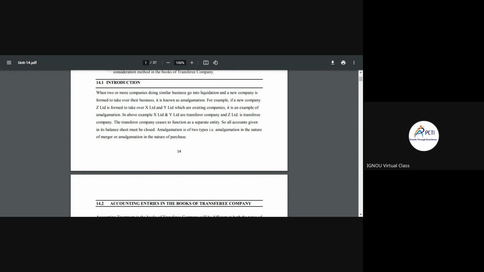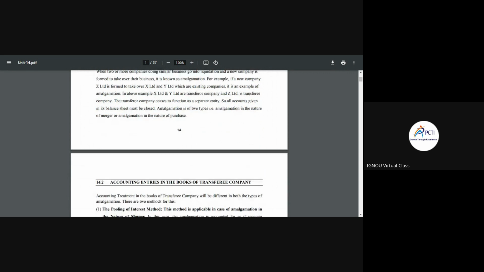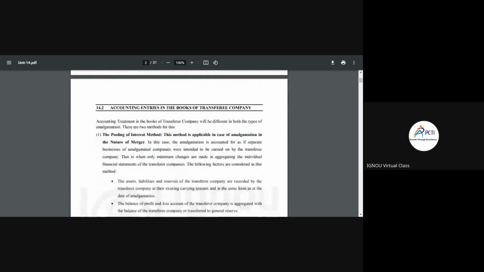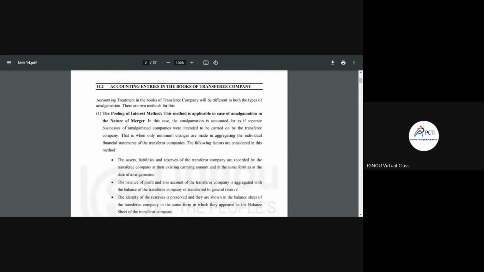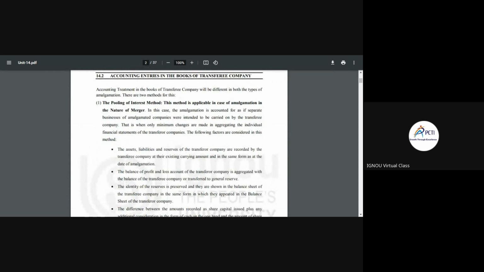The transferor company ceases to function as a separate entity, so all accounts given in its balance sheet must be closed. Amalgamation is of two types, that is amalgamation in the nature of merger or amalgamation in the nature of purchase. So, first of all, we see the accounting entries in the books of transferee company. The accounting entries in the books of transferee company will be different in both the types of amalgamation.